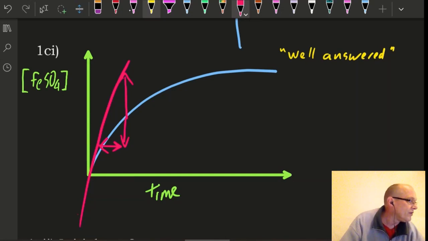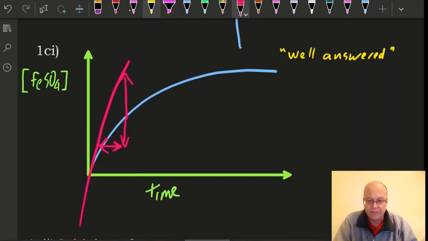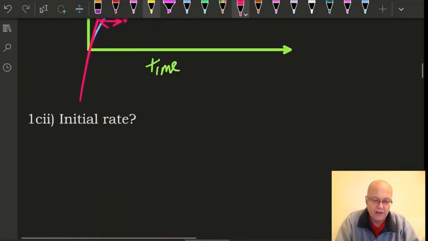Is that enough for my 2 points, Mr. IB? Yeah, you've got to draw a tangent at time equals 0 and then just say it's the gradient or the slope. Okay. Well answered. Thank you.